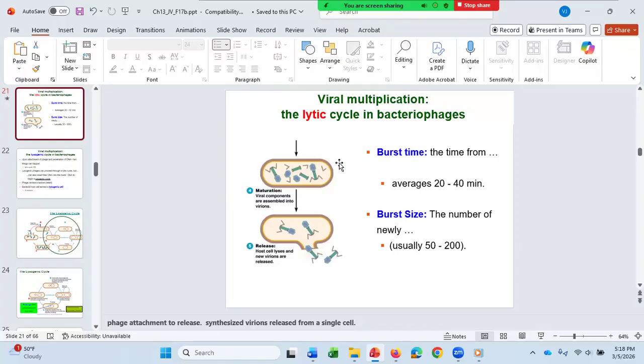Any question about that? And then there's another term you need to know. That's the burst size, the number of newly synthesized virions which are released when the cell bursts. It depends mostly on the species of virus, but usually somewhere between 50 and 200 viruses.